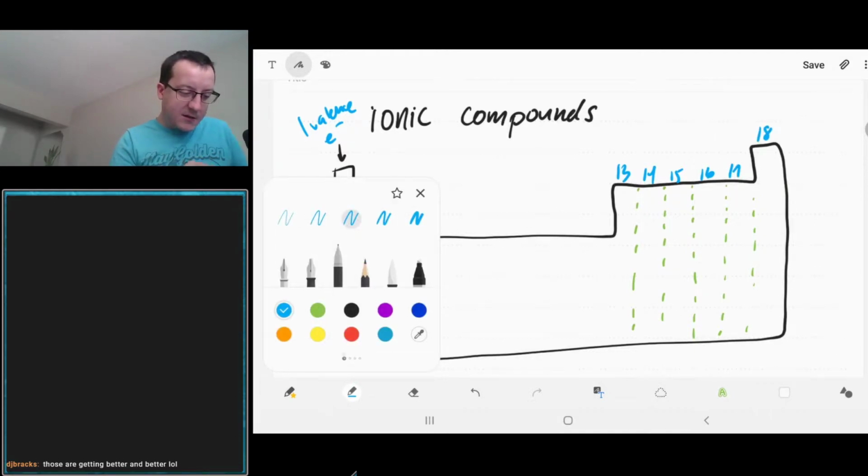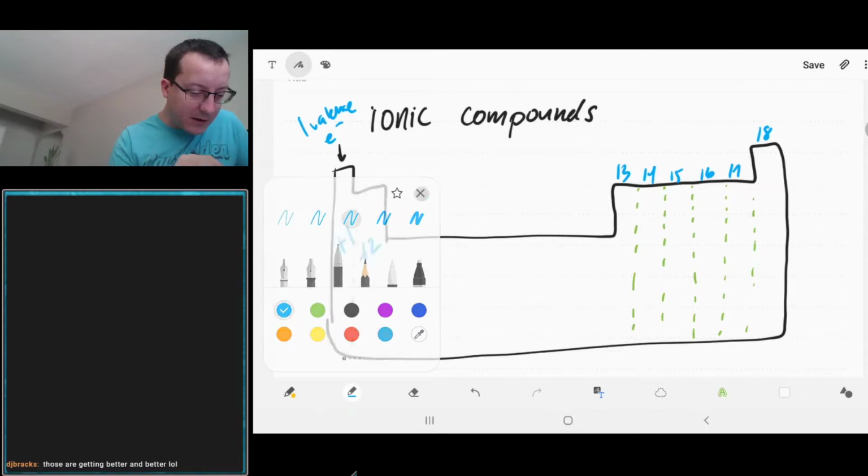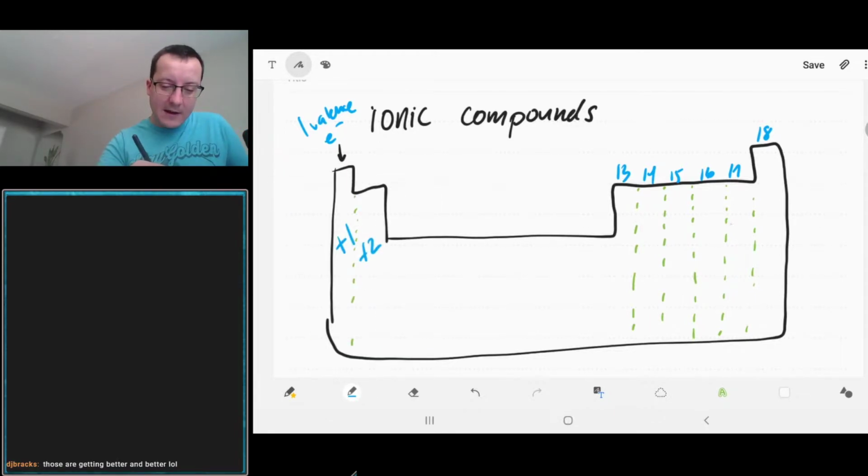Our noble gases are not going to form ions, of course, because they are already noble gases. They have no need to gain or lose electrons. It just would not make any sense. They're already kind of happy, as it were. What color have I been in? This is blue, I think? Yeah. On the other side of things, our halogens are going to form -1 ions because they only need one more electron to become like noble gases.